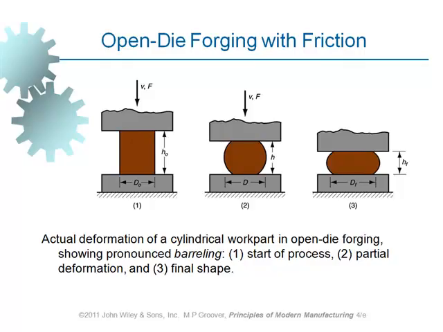This phenomenon is referred to as barreling, because it's taking the shape of a barrel, just like that. Barreling does occur in the forging processes, particularly when forging is taking place at elevated temperature. The magnitude of barreling is much more.